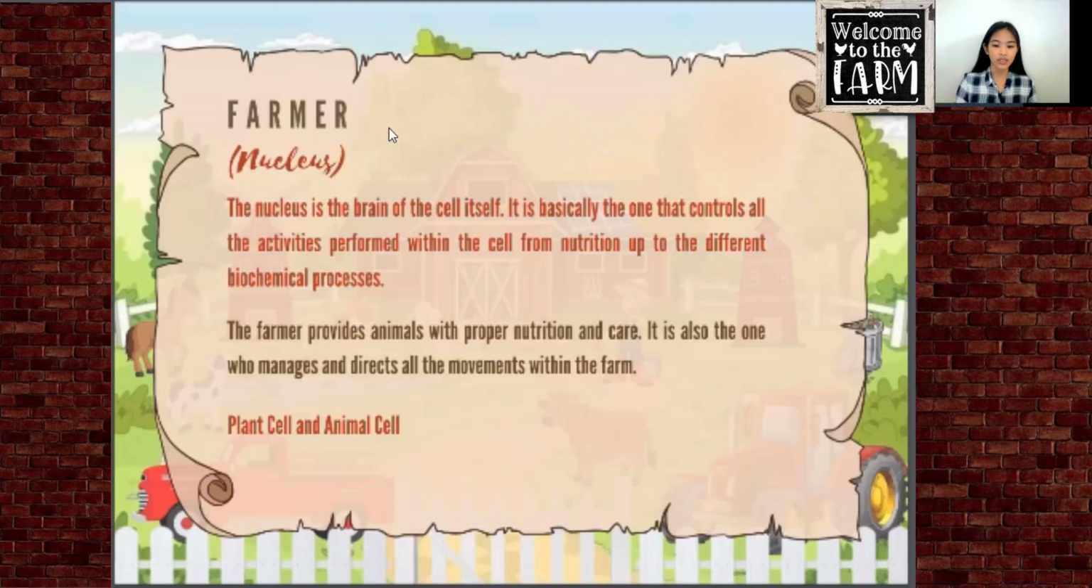Although the animals within the farm can feed and live alone, it is the farmer who provides them proper nutrition and care. At the same time, the farmer is also the one who manages and directs all the movements within his farm, meaning the nucleus and the farmer are alike in a sense that both are the governing units in their own community. The nucleus can be seen in plant cells and animal cells.